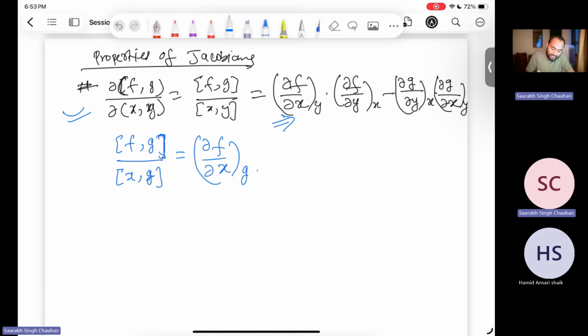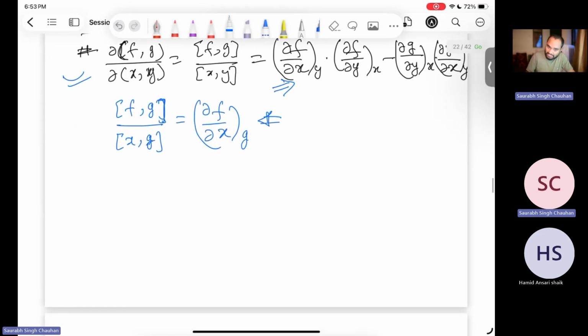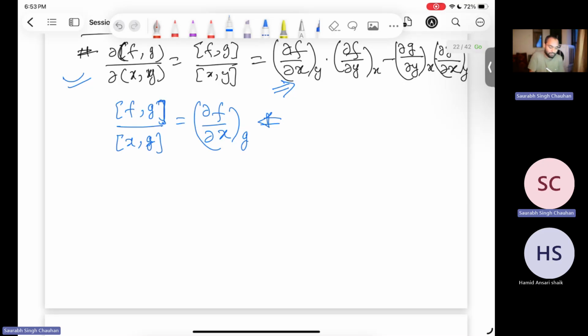So many times we have this type of expression, the partial derivative of something with respect to another variable keeping some other variable constant. Those types of expressions we can replace by this particular Jacobian expression. So this is one property that we are using for our thermodynamic relations. There are some properties of Jacobians.